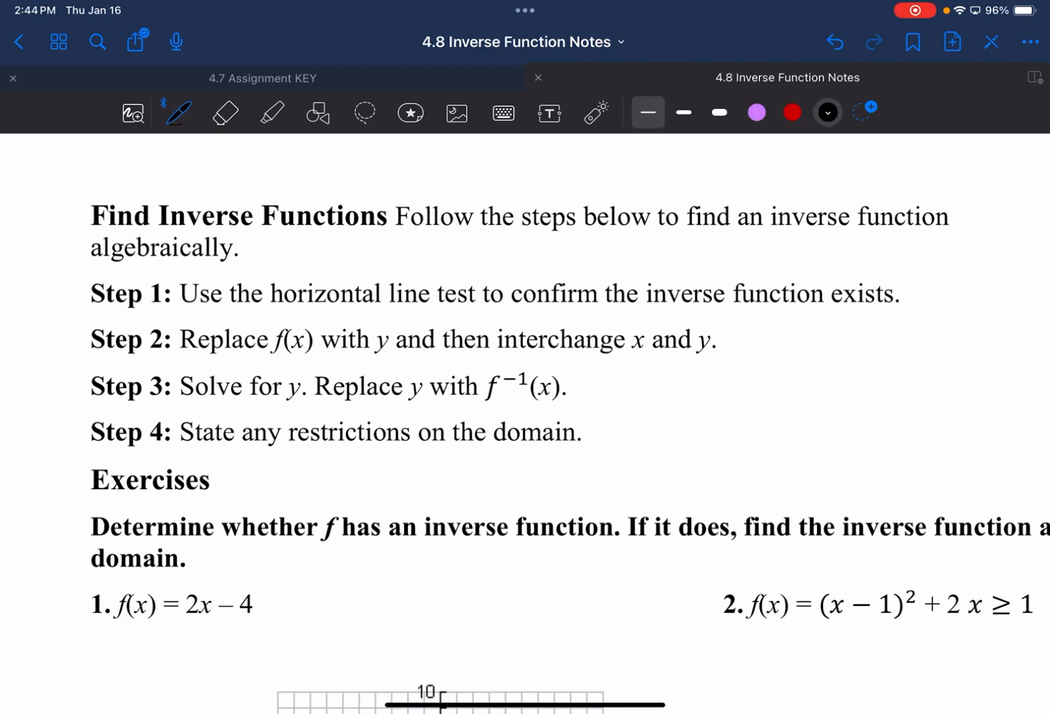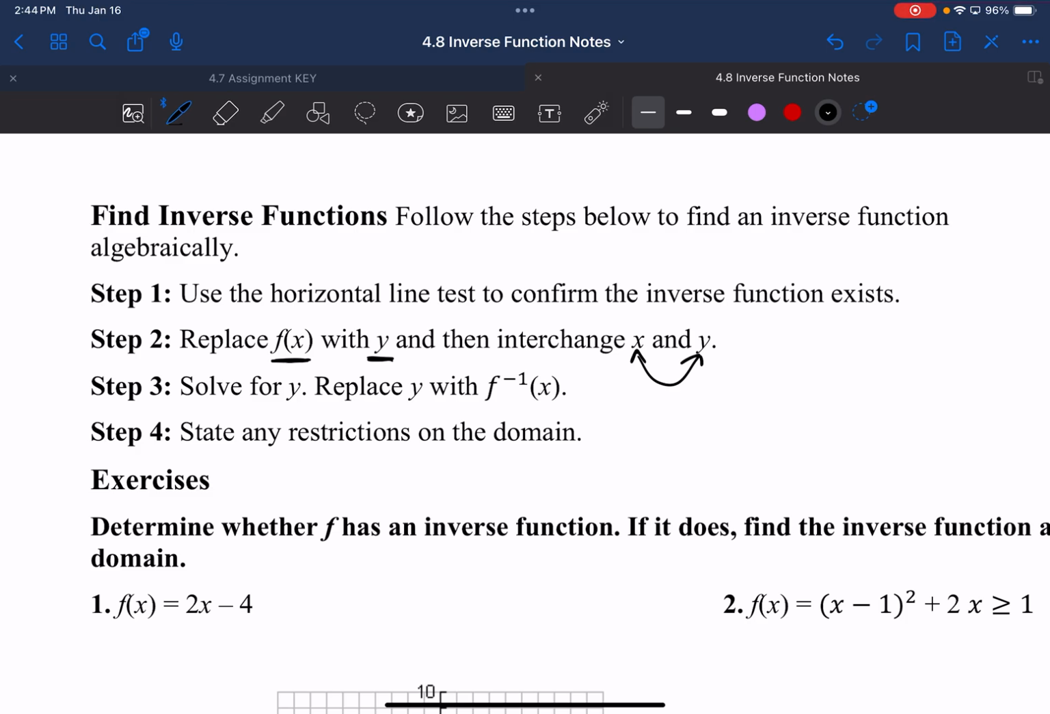It says what you're going to do is replace the f of x in the equation with the letter y. And then after you do that, you're going to switch the places of x and y in the equation. So we switch the x and y, and that will be your inverse function. But if we're going to have to graph something, we don't want it to say x equals the equation. We like it to be y equals the equation, right?